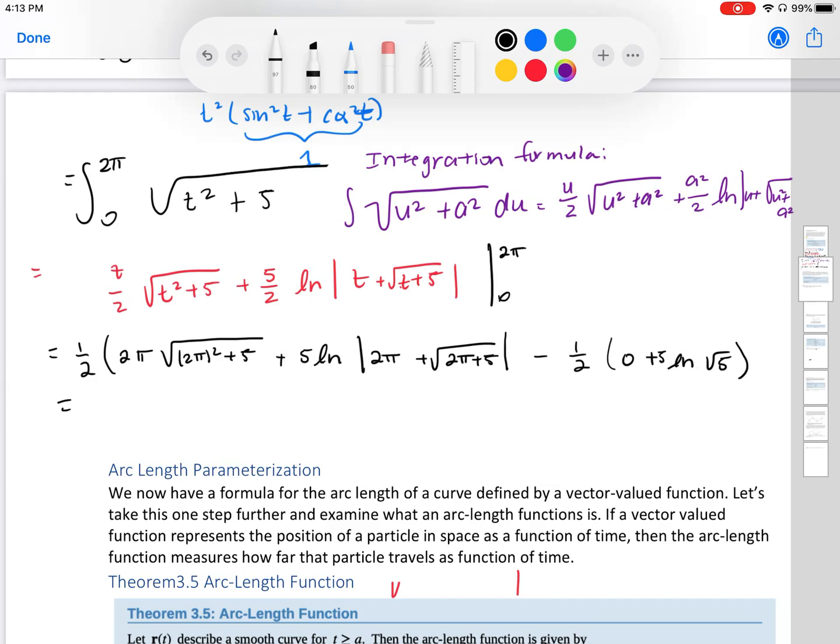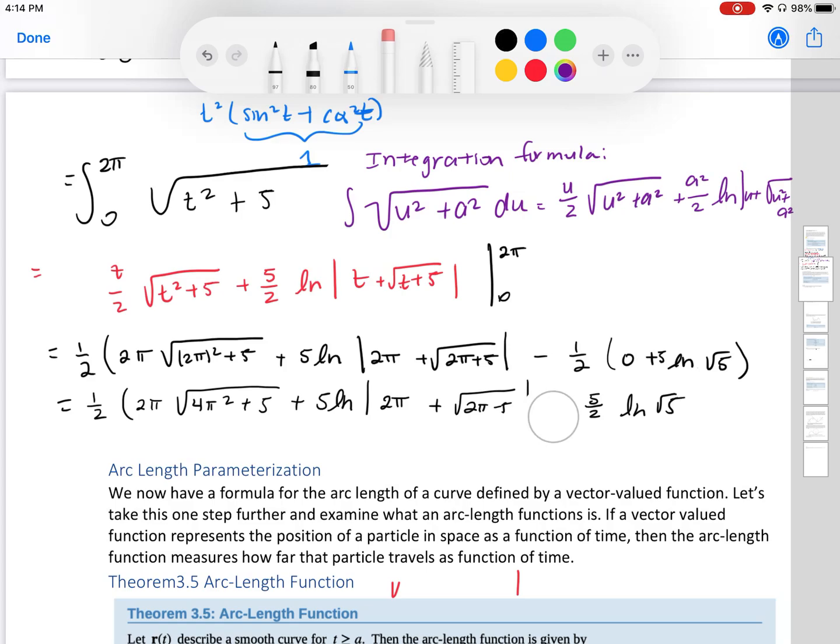Okay, so in the end, we work this out a bit more. We clean up the inside, so we have 1/2 2 pi square root of 4 pi squared plus 5 plus 5 ln of 2 pi plus the square root of 4 pi squared plus 5 minus 5 plus, and then we have the 5 that we can factor over, so 5 over 2 ln square root of 5. And that was always a minus.